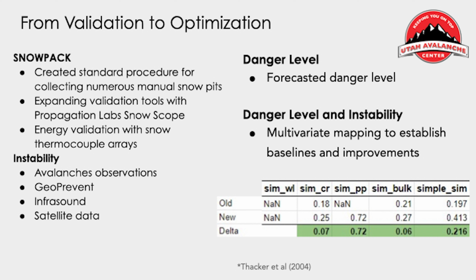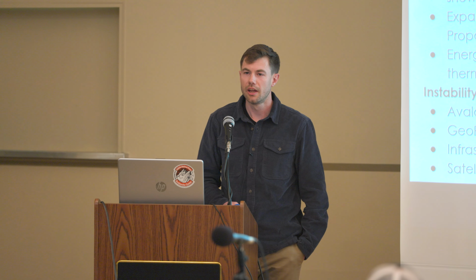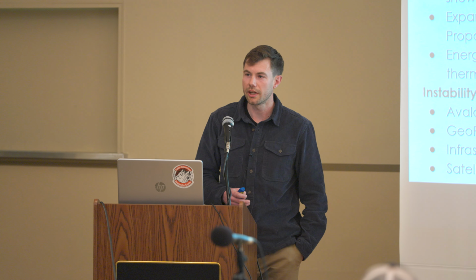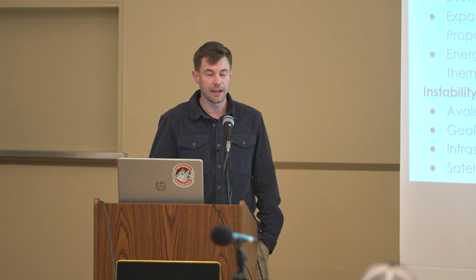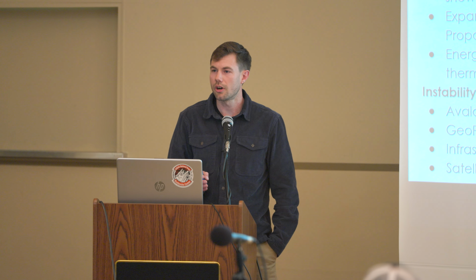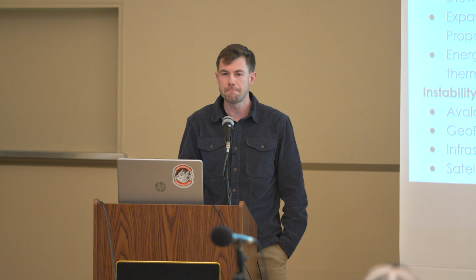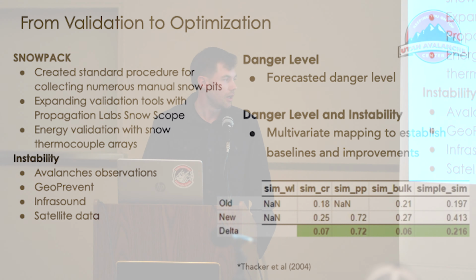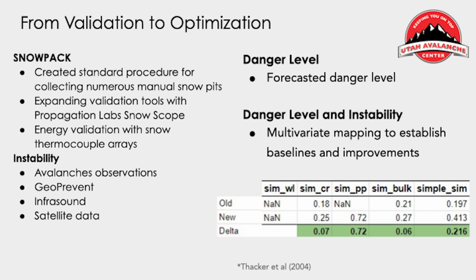On the instability side, the Utah Avalanche Center is really lucky. We have a ton of people who ski in the Central Wasatch, and they're really excited to report avalanches. So we're collecting that information and putting it into a standardized database, again trying to make sure we structure our data in such a way that we can use it for validation. The GeoPrevent system is pointed near the Superior Slide Path in Little Cottonwood Canyon. So we're getting really high fidelity new snow avalanche information. There's also the infrasound, and then we have a roadmap to start using satellite data as another validation source.